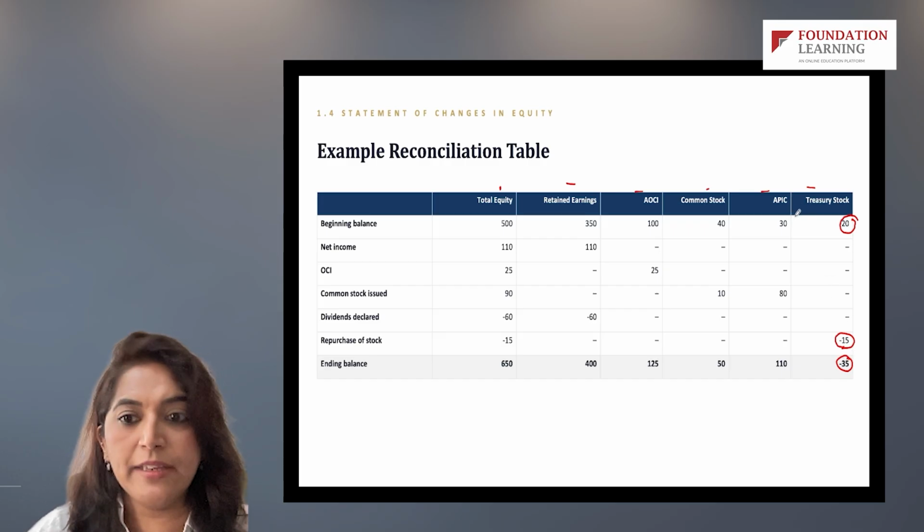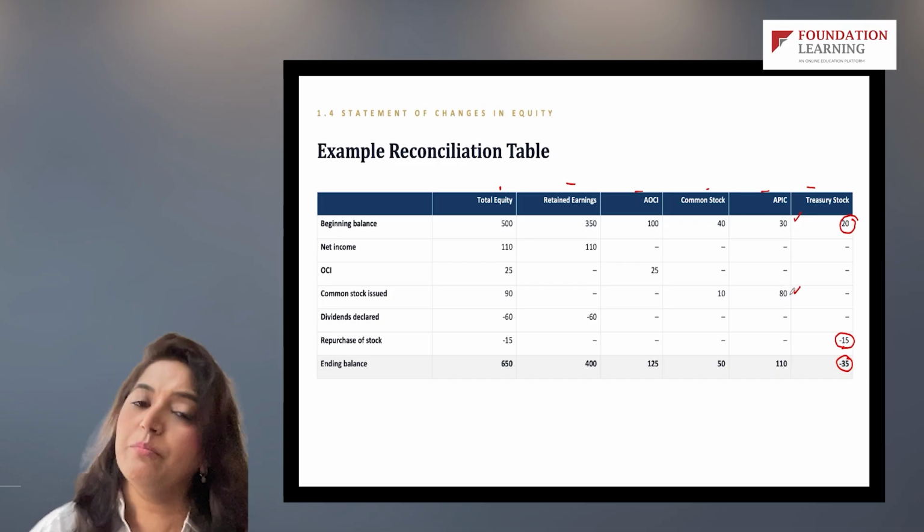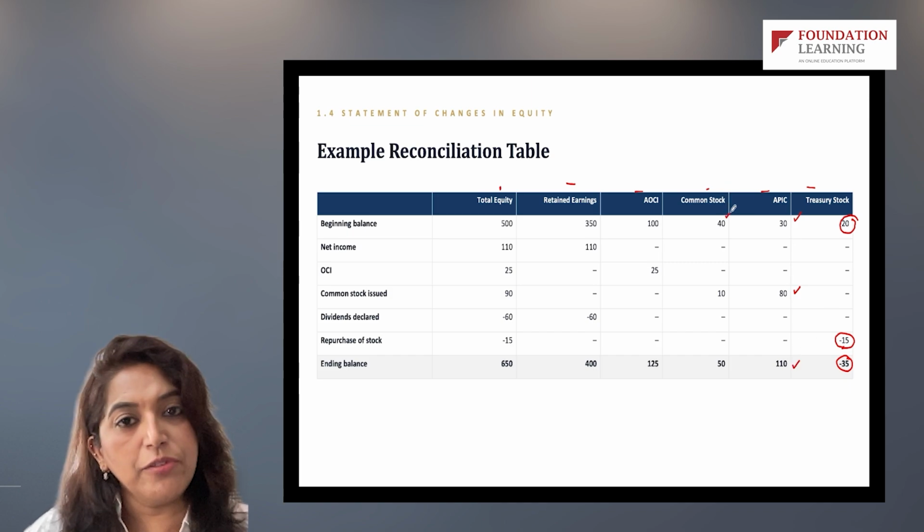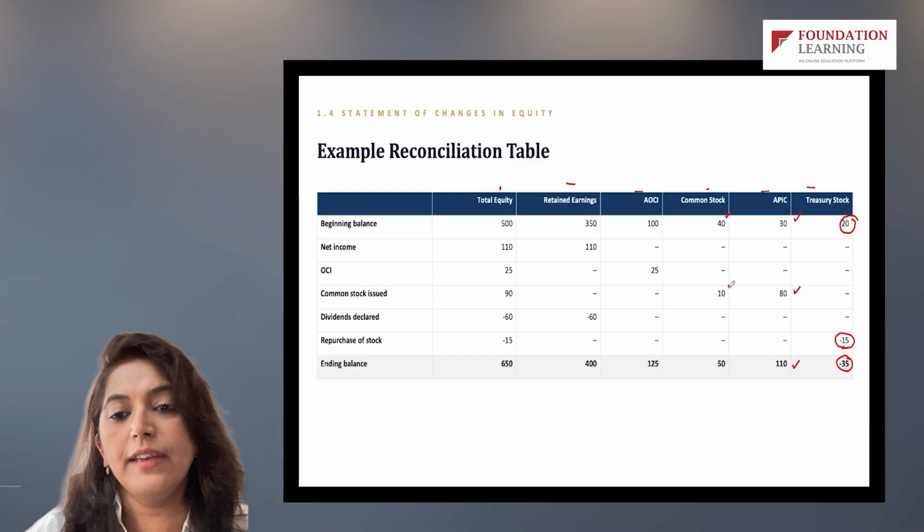APIC, additional paid in capital. 30 was opening, the company issued new stock. It collected 80,000 million or whatever of APIC, total is 110. 40, that was common stock opening, 10 new.